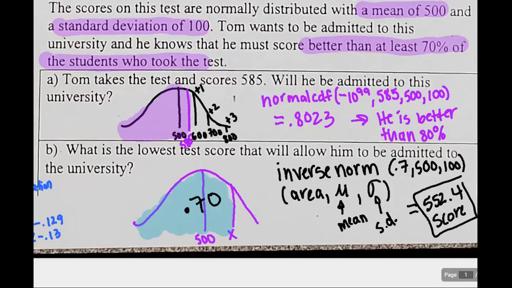So when you're doing this, what you can write is inverse norm, and then in parentheses you put the area, which was 0.70, the mean, which was 500, and your standard deviation, which was 100, and then you get that answer. We use that when we know the area or the percent, and we want to find the value that's at that area or percent.